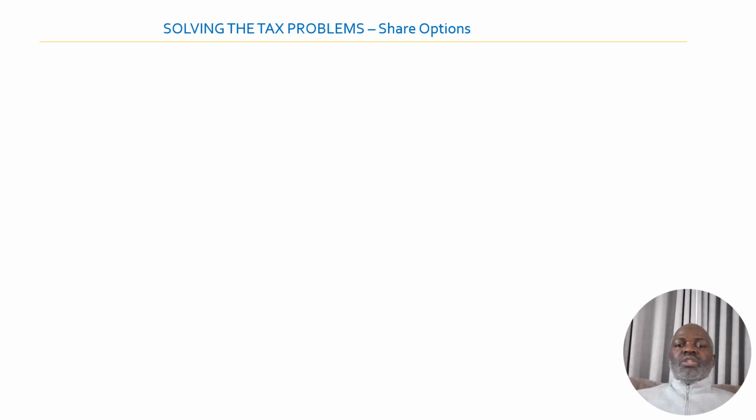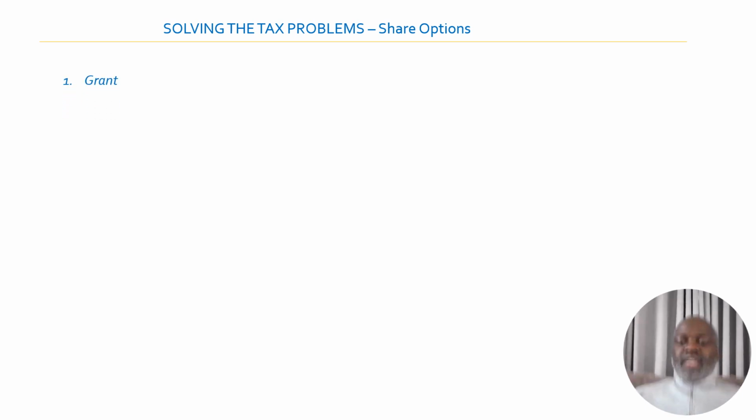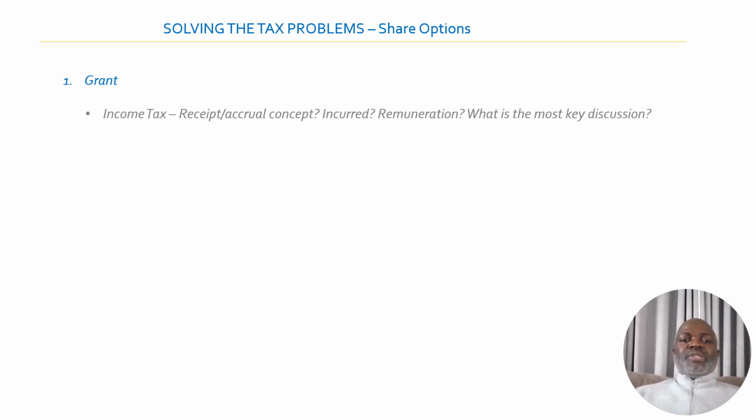All right, so let's try and look at problem solving in terms of income tax and share options. Let's start with share options. As discussed, at grant date, we've already discussed what happens there. For income tax purposes, let's look at share options being between an employer and employee. For income tax purposes, the employer is checking on grant date. They are not yet receiving that exercise price. So there's no receipt or accrual.